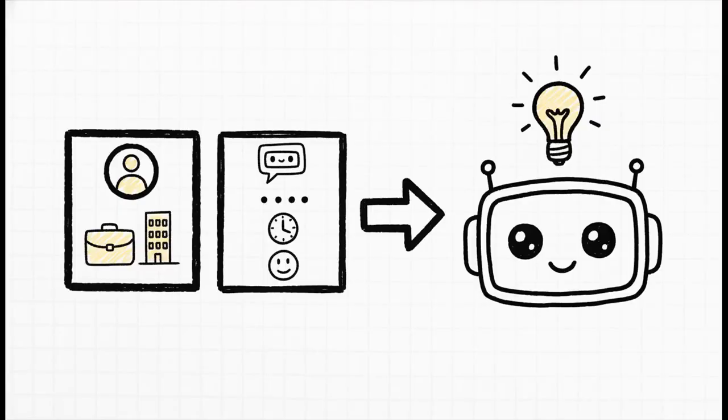Here's how it works. You give it 2 sets of instructions. The first part is all about you, your job, your industry, what you're trying to do. The second part is about how you want it to respond, with a certain tone, a specific format, or a particular style. Setting this up takes maybe 5 minutes, but it can save you hours down the road.